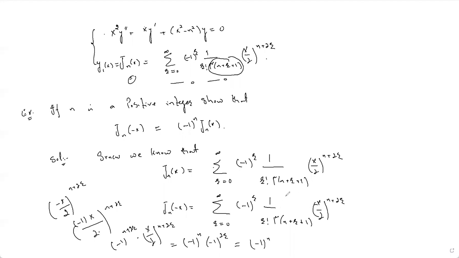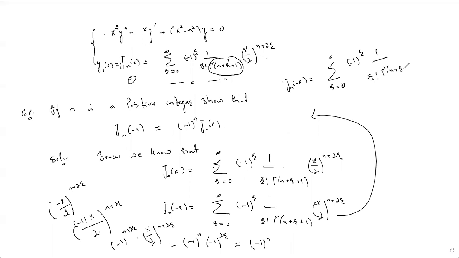So all these terms, you will write down here from this that Jn of minus x will then be equal to summation r running from 0 to infinity minus 1 raised to power r will remain as such, and then 1 divided by r factorial gamma of n plus r plus 1, and x by 2 raised to power n plus 2r into minus 1 raised to power n. So this minus 1 raised to power n, you can write it here.